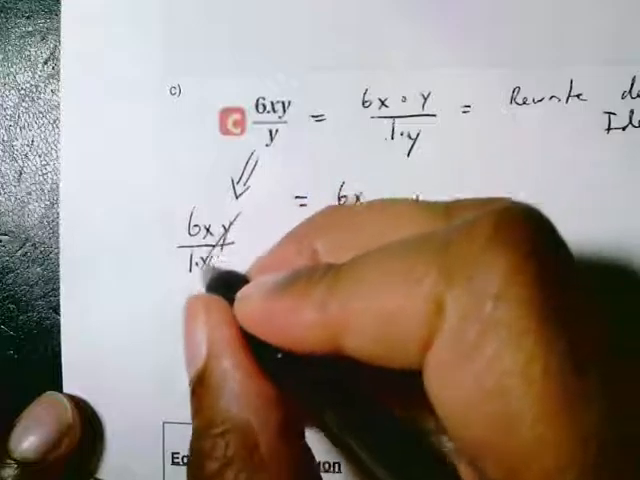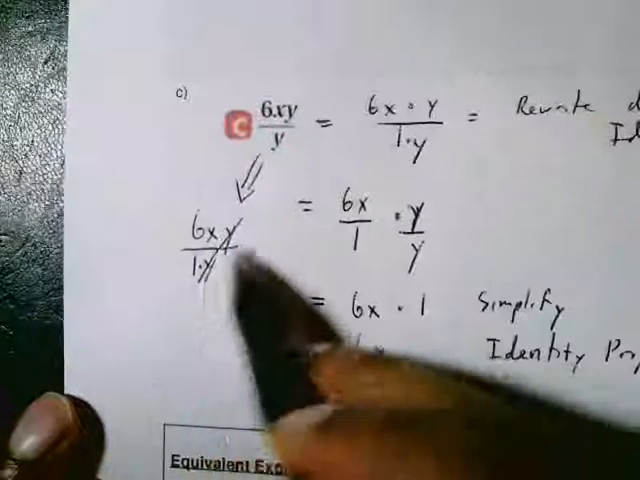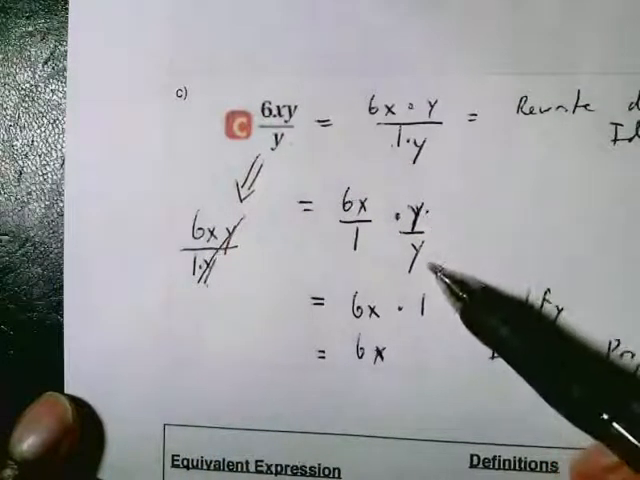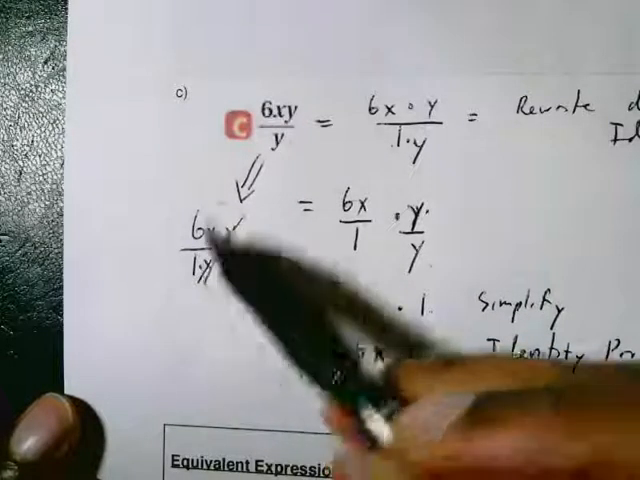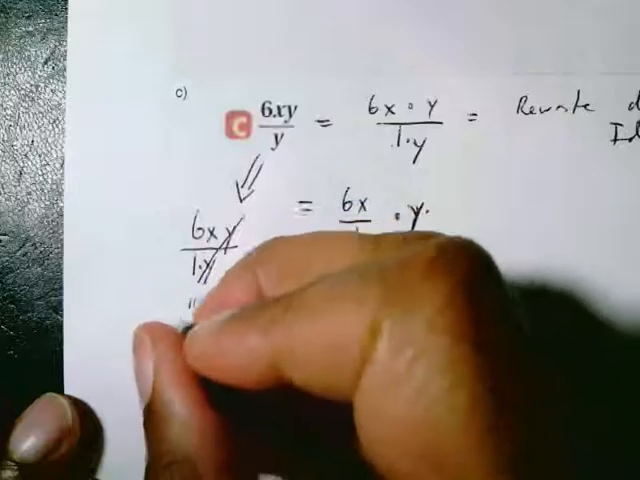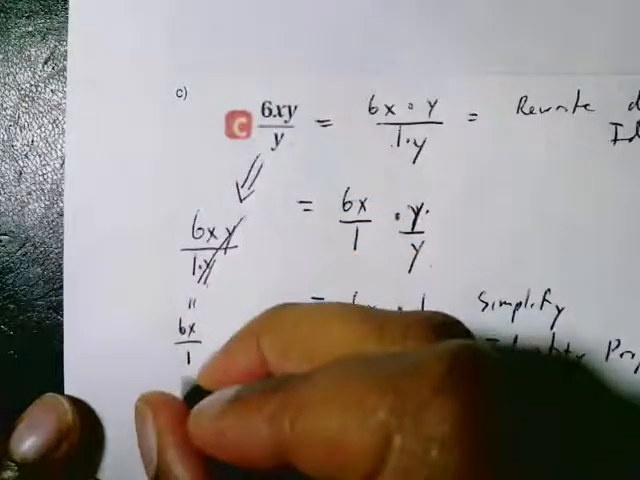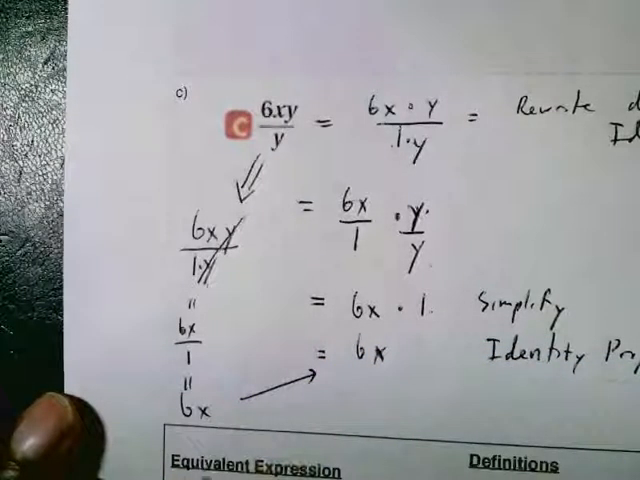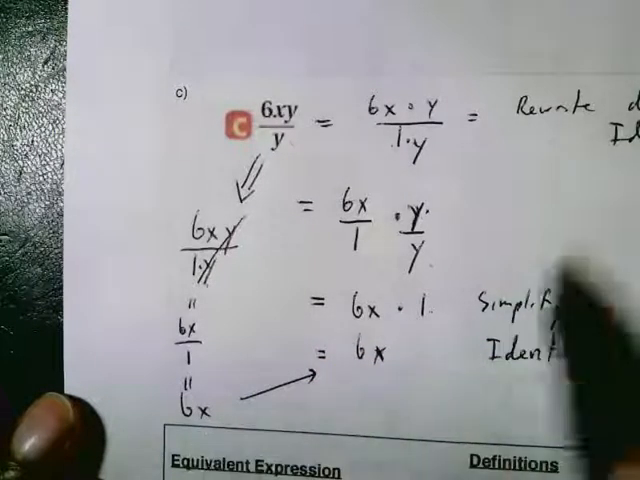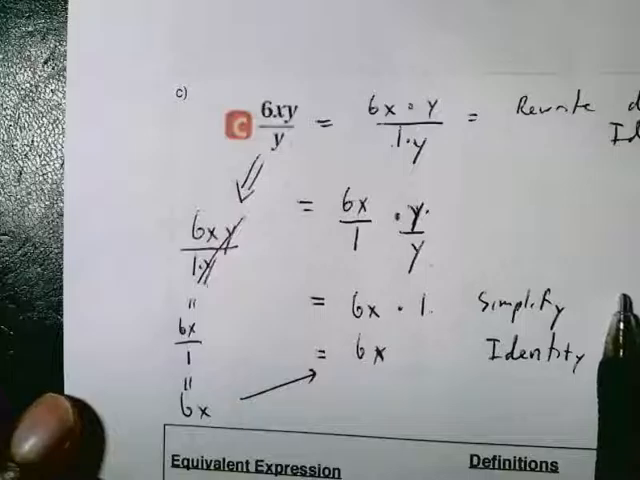Cross out the y's, one y on top, one y on bottom. They cross out because, once again, y divided by y is just 1. Most of you guys just use crossing it out. So I'm left with 6x over 1, which is just 6x. And that's the way you guys usually do it, right? Without having to write all the properties down over here.